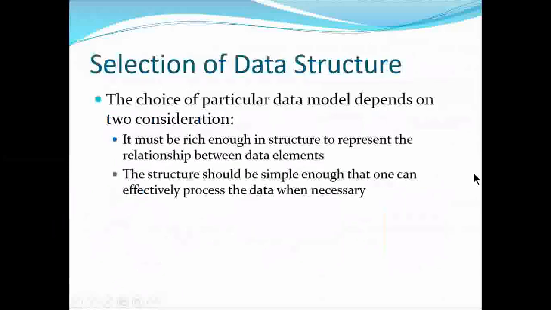Right. So now the selection of a data structure is a choice of a particular data model that depends on two considerations. What do you consider? It must be rich enough in structure to represent the relationship between data elements. And then the structure should be simple enough that one can effectively process the data when necessary. So what does this mean? It means that if you're choosing the data structure, make sure that that data structure will give you a clear-cut relationship between the data elements and the functions, right?